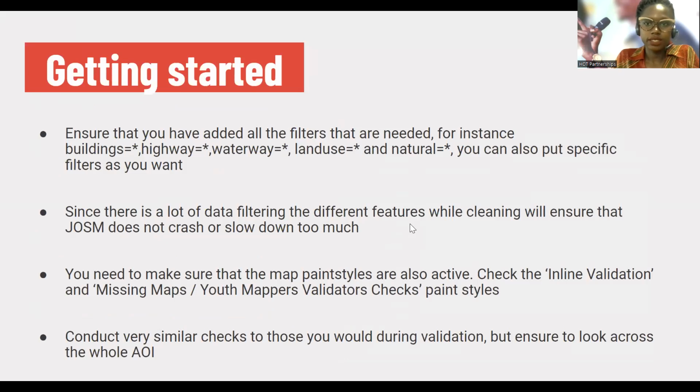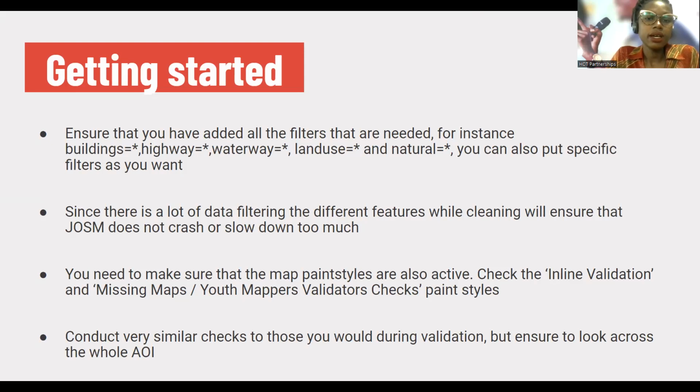So how to get started? Remember, it's normal validation, but this time we are doing validation in a whole area of interest, or all the tasks at once. So we have to make sure our filters are checked, because we're going to download a lot of data depending on the different features in the task. We mainly need the buildings, highway or waterway, land use, natural. You can be specific if you want to, going into detail. I want to check all the residentials. Are they properly tagged? Stuff like that. So you can also look into that.